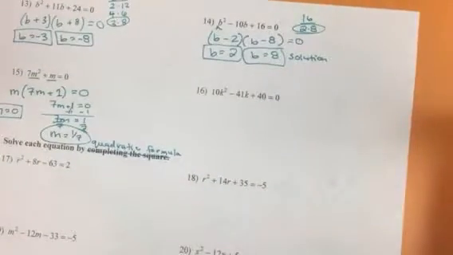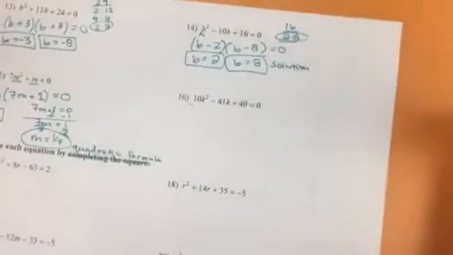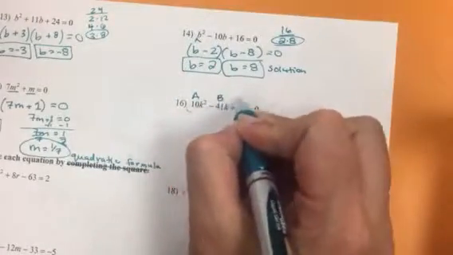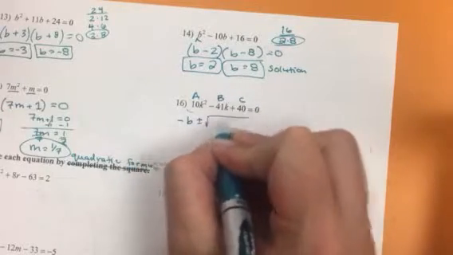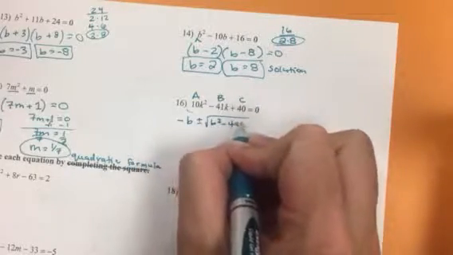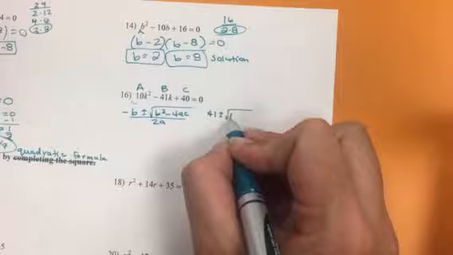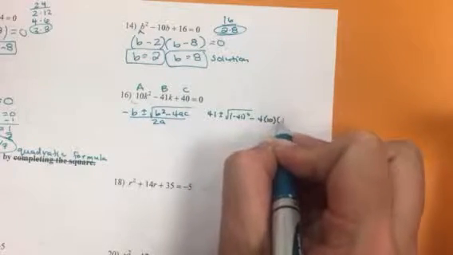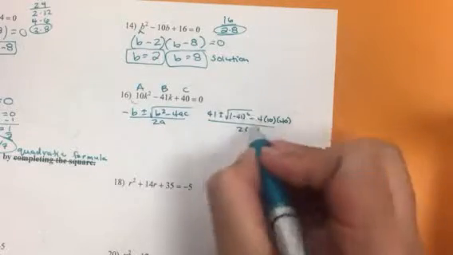All right, 16. Let's say that you don't like factoring when the a is a 10. So I can just label it a, b, c and use the quadratic formula, which is -b plus or minus the square root of b squared minus 4ac all over 2a. That's a 10.